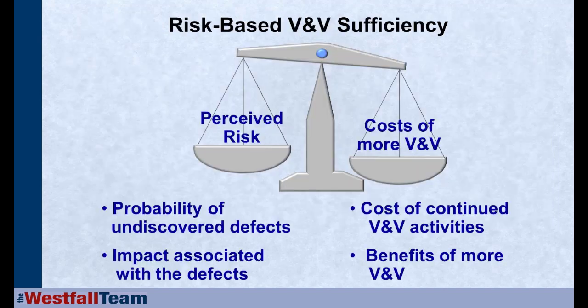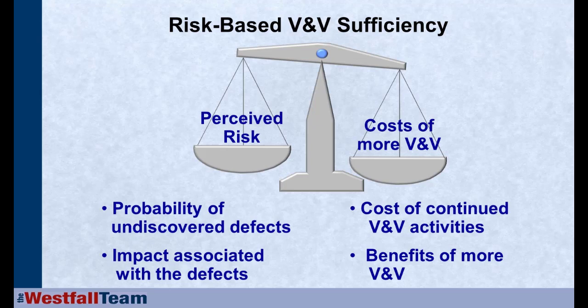Then once we've decided on an overall V&V strategy, we're going to look at the software product that we are building. Even within that product, there may be issues of some components within that product are higher risk, other components may not be quite as high a risk. So you're going to look at risk-based V&V for the sufficiency of testing each of your components.